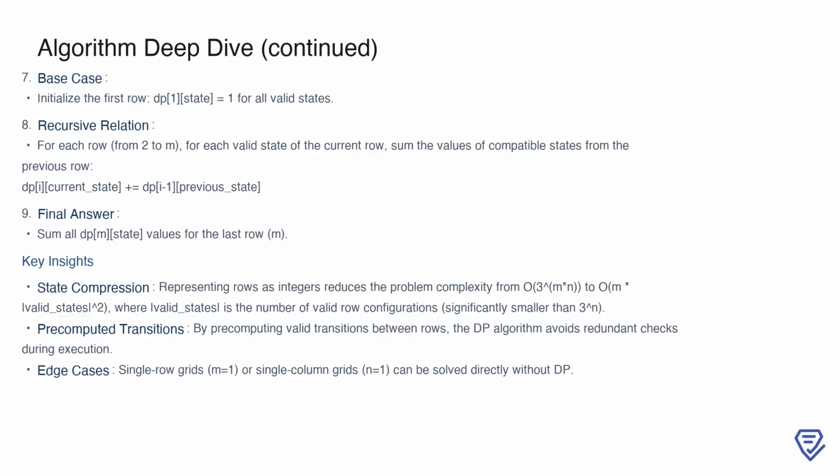The number of valid row configurations is much smaller than the total number of possible combinations, making this feasible. Additionally, pre-computing the transitions between valid states ensures that we avoid redundant checks during execution, further speeding up the algorithm. Lastly, for edge cases like single row or single column grids, the problem simplifies and can be solved directly without the need for dynamic programming.